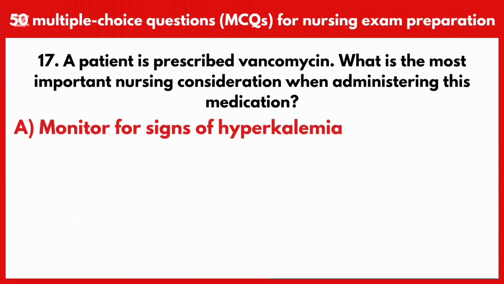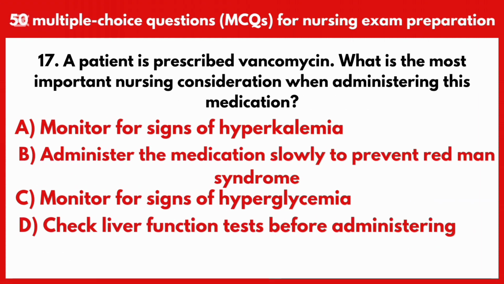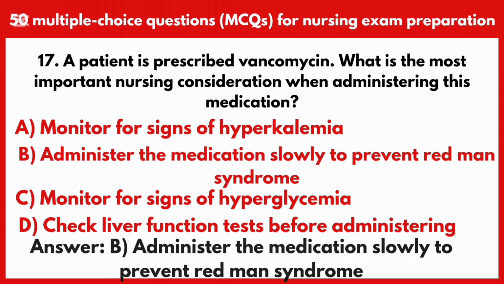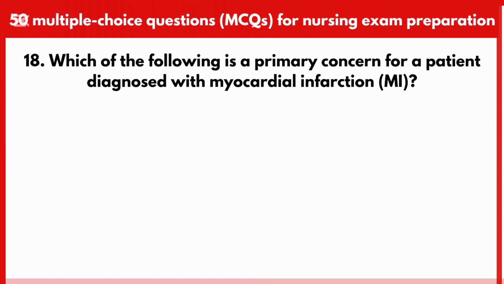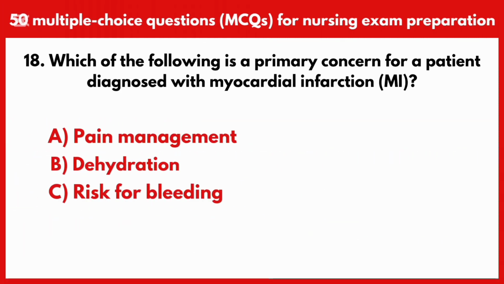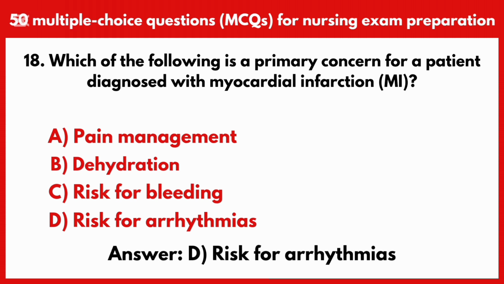A patient is prescribed vancomycin. What is the most important nursing consideration when administering this medication? Correct answer is option B. Which of the following is a primary concern for a patient diagnosed with myocardial infarction? Correct answer is option D, risk for arrhythmia.